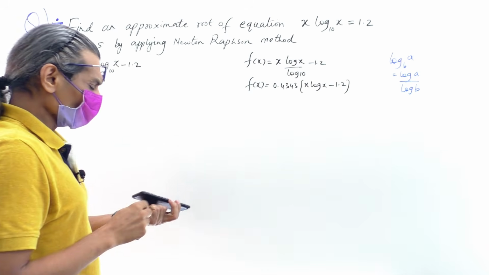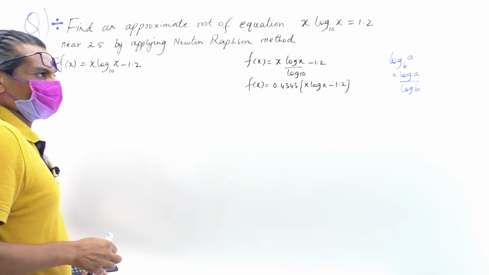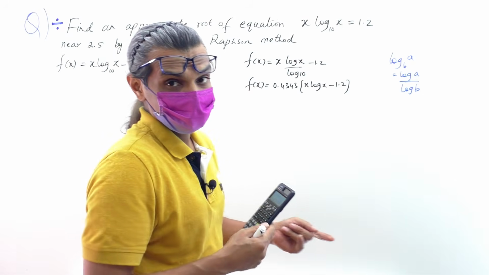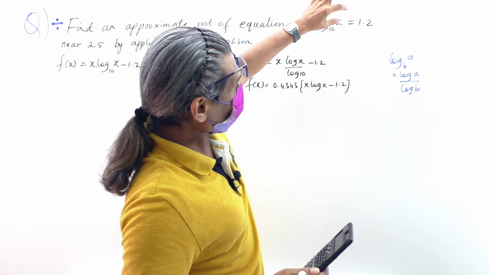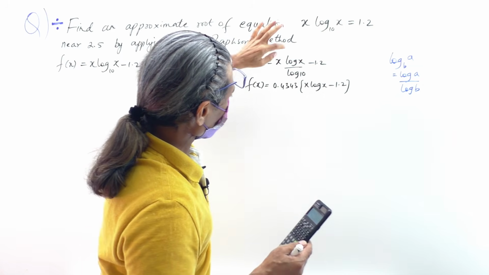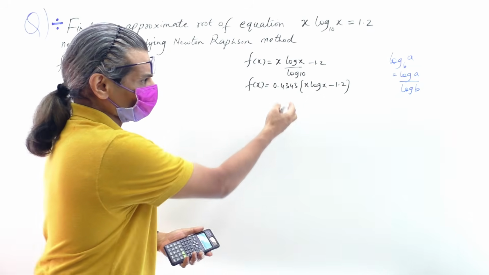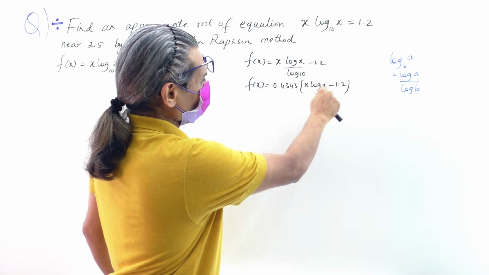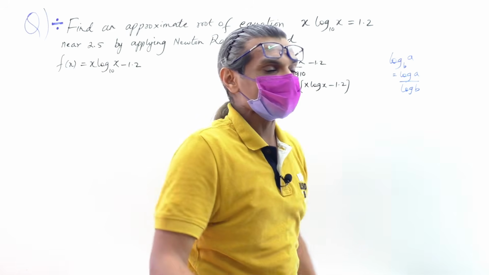Once again I repeat, since we need to differentiate this, I cannot differentiate directly because there is no differentiation formula for log to the base 10. So log a by b is log x by log 10. So 1 by log 10 is a constant, which I found in the calculator; again the log here means ln. So x log x minus 1.2. Now I can easily differentiate.